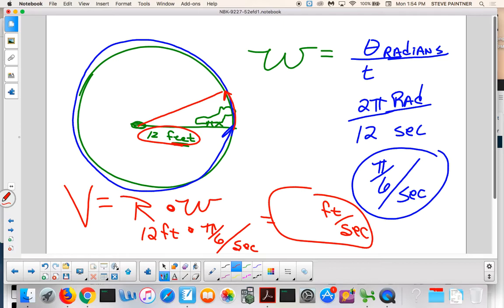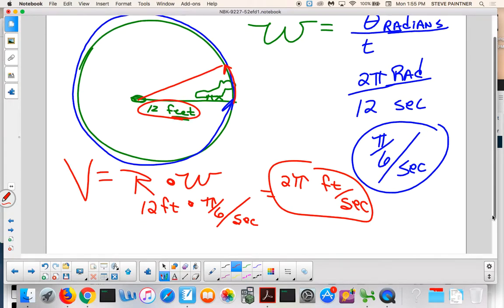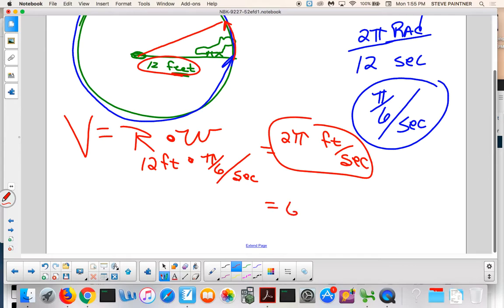You get 2 pi. What speed are you traveling at? 2 pi feet per second. It doesn't mean much to you, 2 pi, but that's all that is. I'm sorry that was so hard last week, but I think if you see it again and again, it's going to get easier and easier for you.